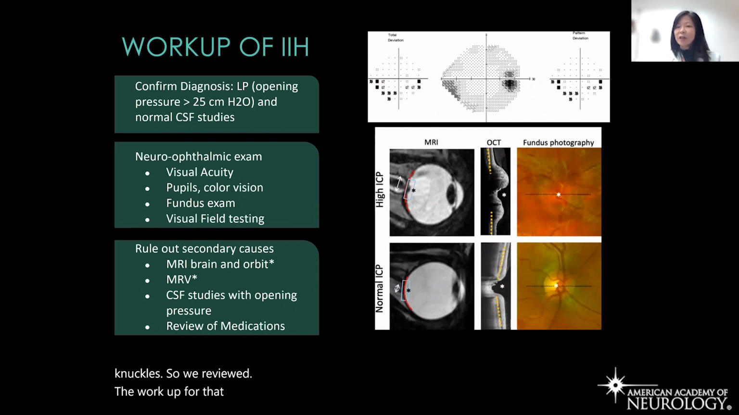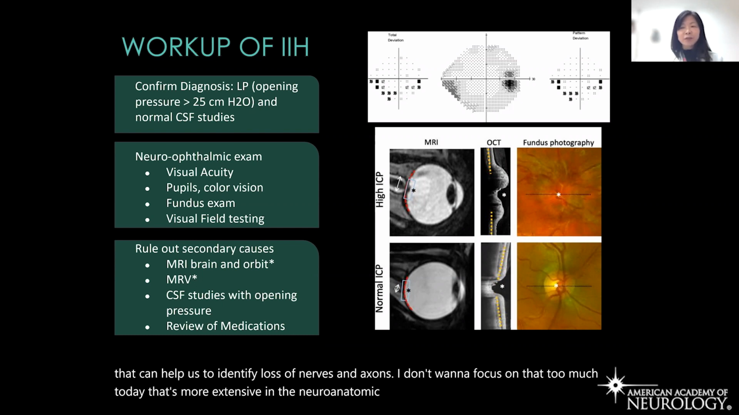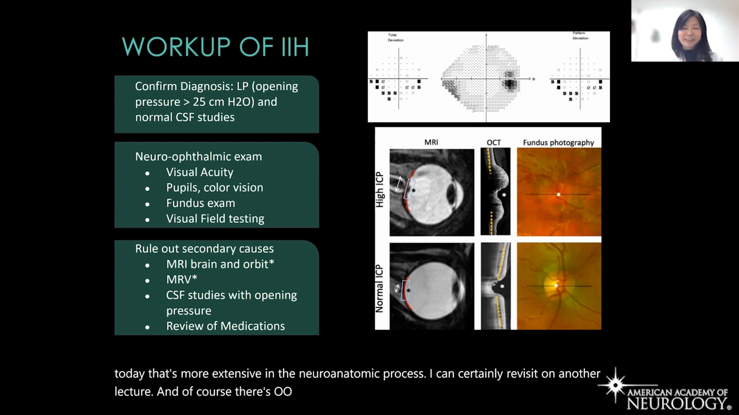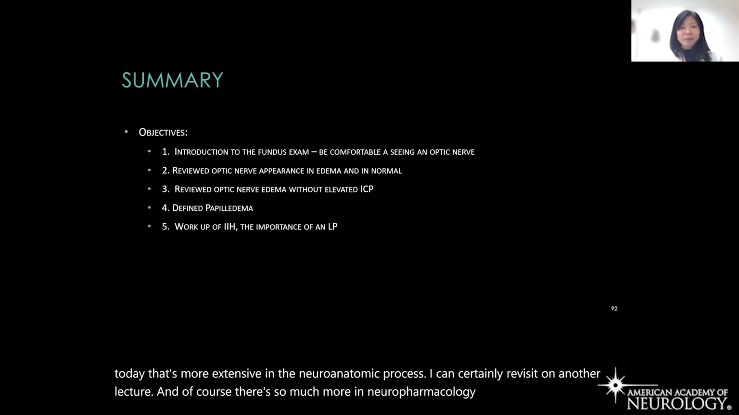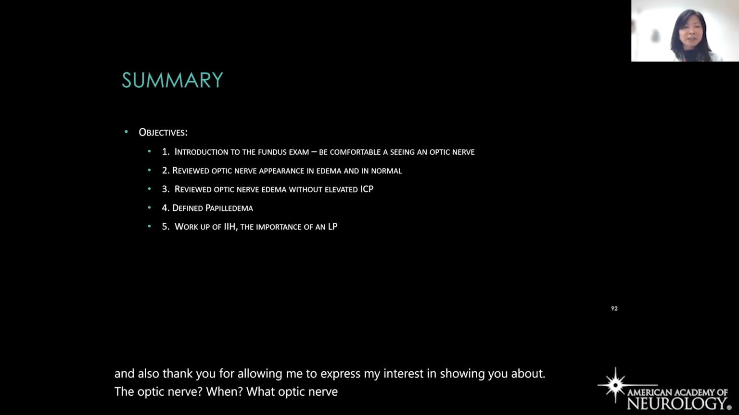There are other technologies that we use in our neuro-ophthalmic exam that can help us identify loss of nerves and axons. I don't want to focus on that too much today. That's more extensive in the neuro-ophthalmic process. I can certainly revisit it in another lecture. Of course, there's so much more in neuro-ophthalmology to explore. I'm so excited, and thank you for allowing me to express my interest in showing you about the optic nerve and what it can help us identify in patients.